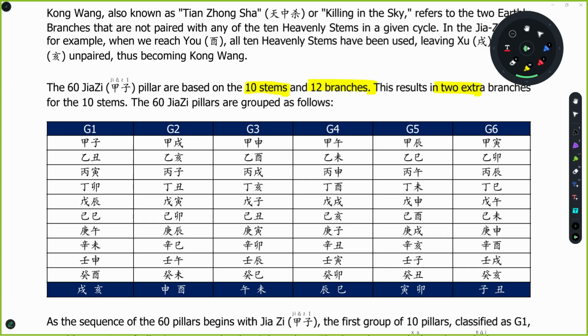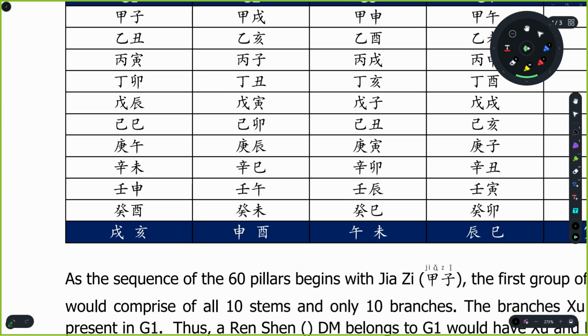So these 2 extra branches will then be known as death and emptiness. If the branch is yang, it's often known as death. And if the branch is yin, then it's known as emptiness. So death and emptiness is the yang and the yin. So each of the 2 branches will then form it, as it is. So here we take a look at your pillar.